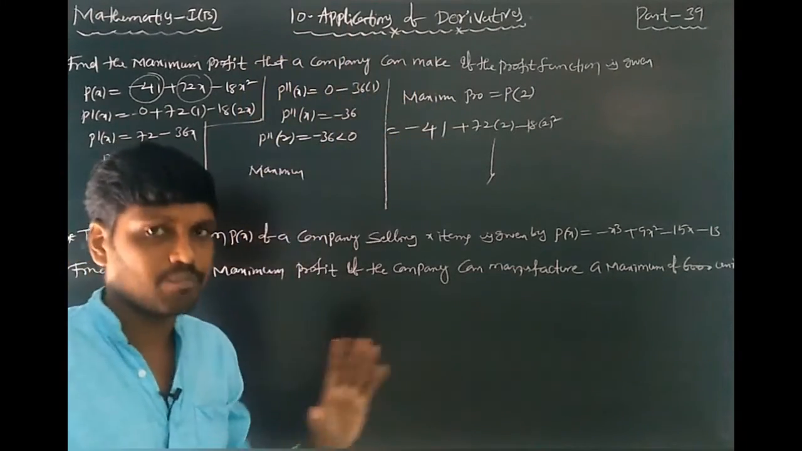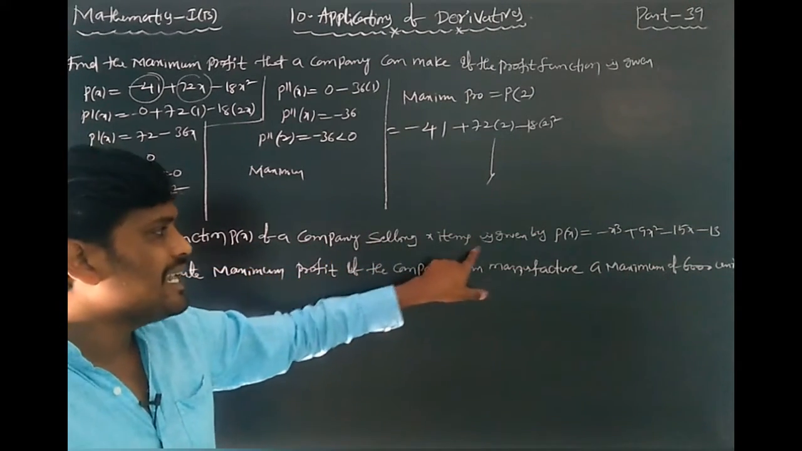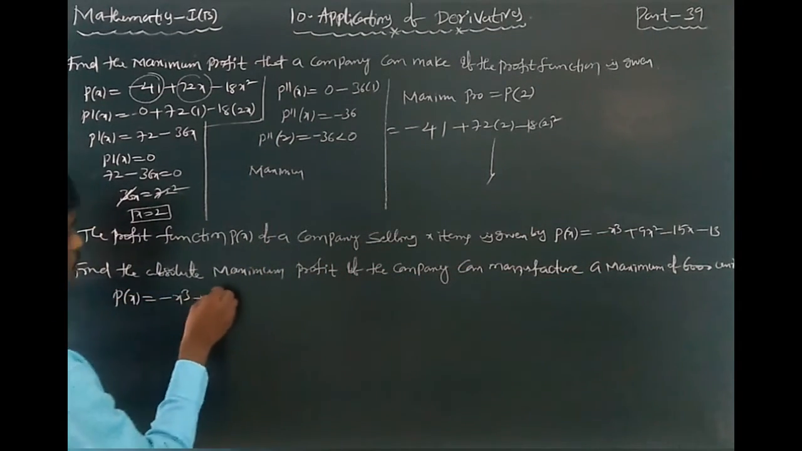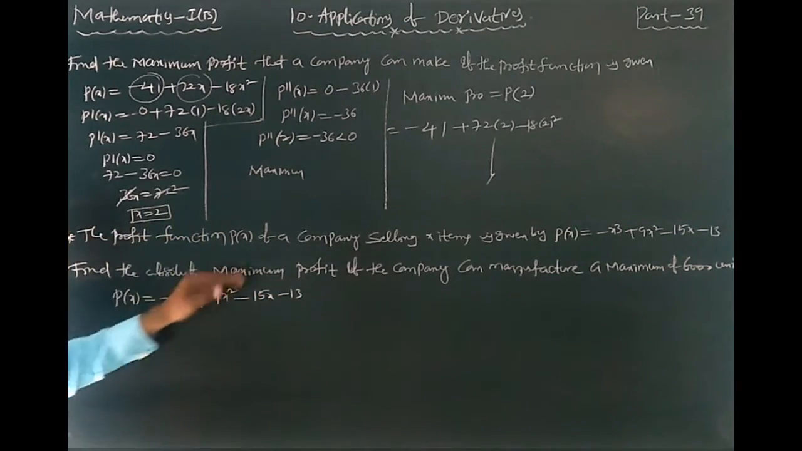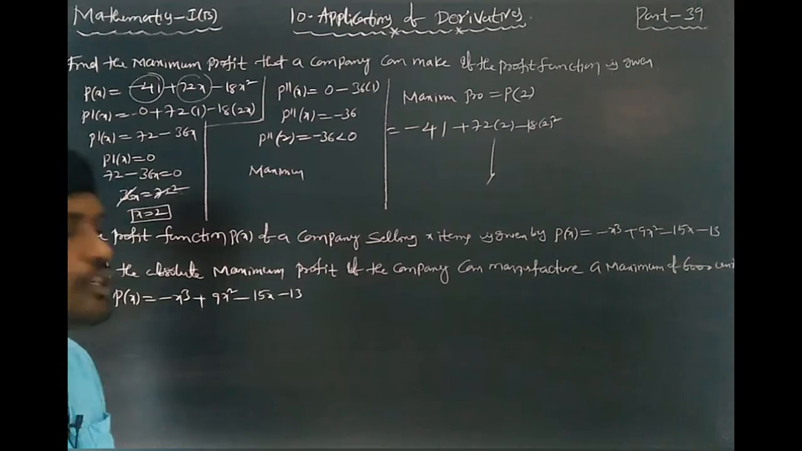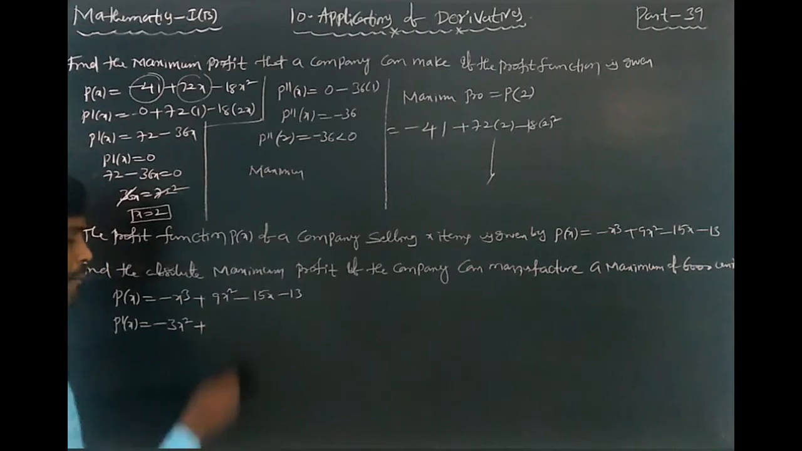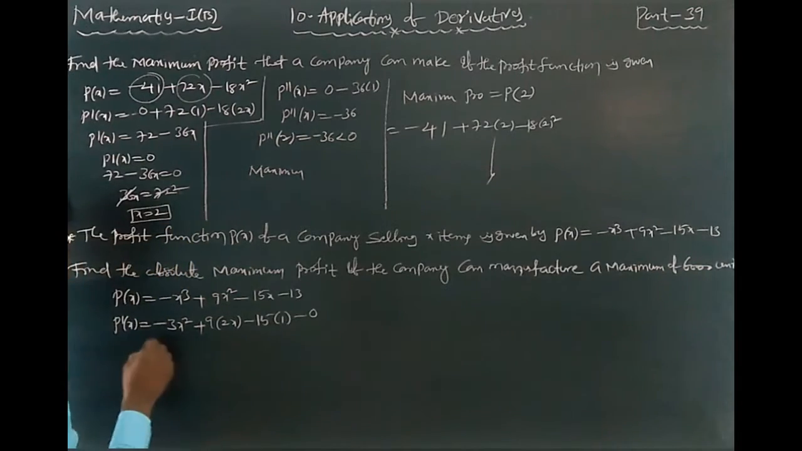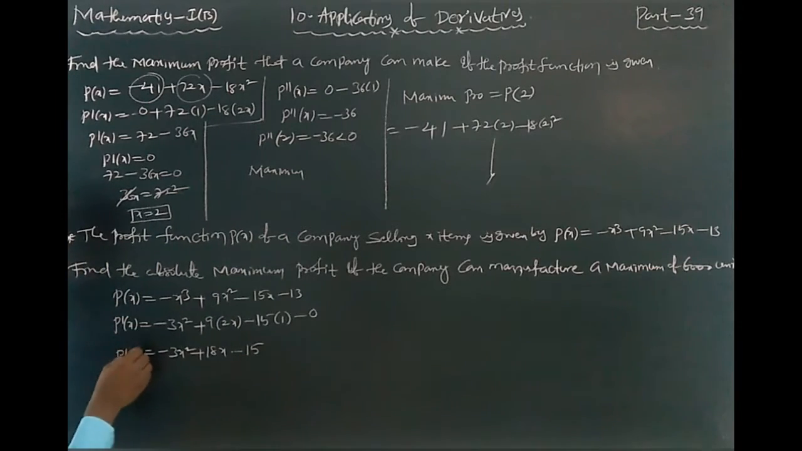In that, the shortcut was explained. Second problem: the profit function P of x of a company selling x items is given by P of x equals minus x cube plus 9x square minus 15x minus 30. Find the absolute maximum of the profit function. The company can manufacture a maximum of 6000 units. First find P dash x: the derivative of minus x cube is minus 3x square, plus 9 into the derivative of x square, 2x, minus 15 times the derivative of x, which is 1, and the derivative of 30 is 0. So you can write minus 3x square plus 18x minus 15. This is P dash x.